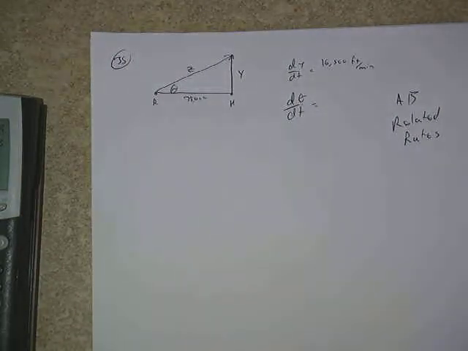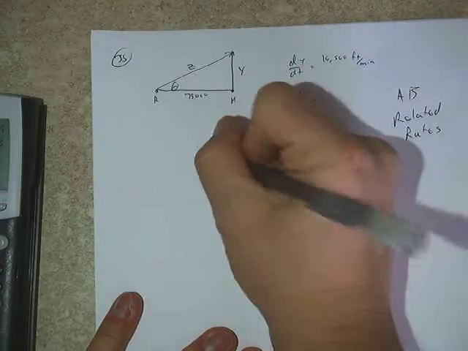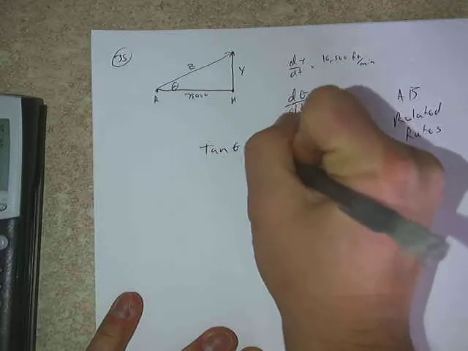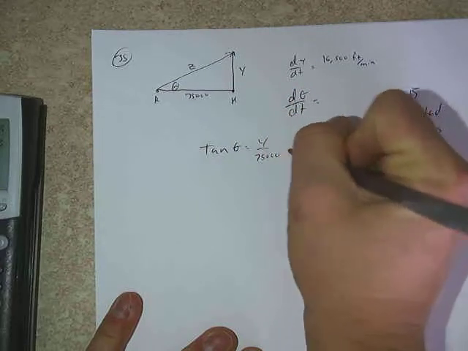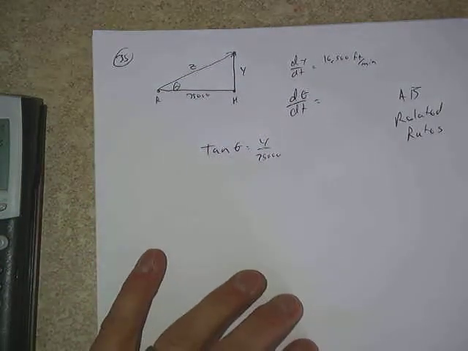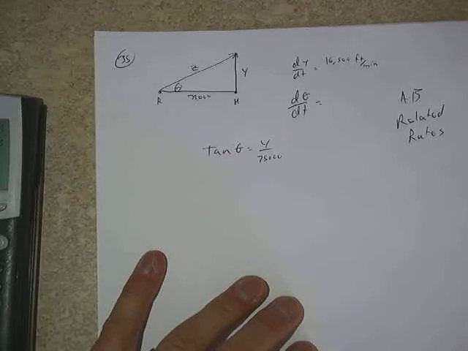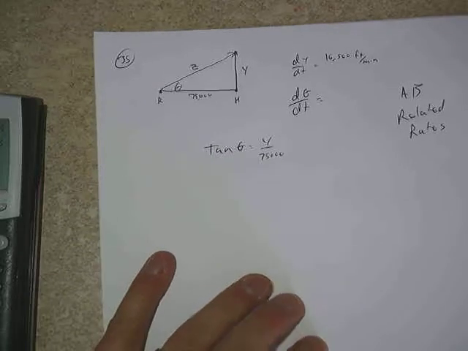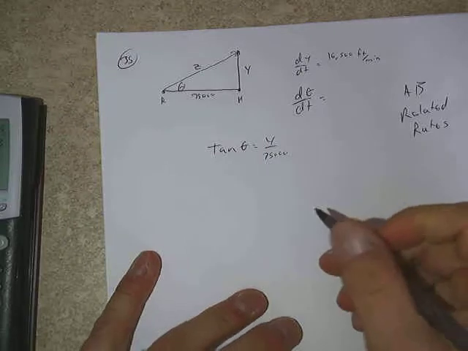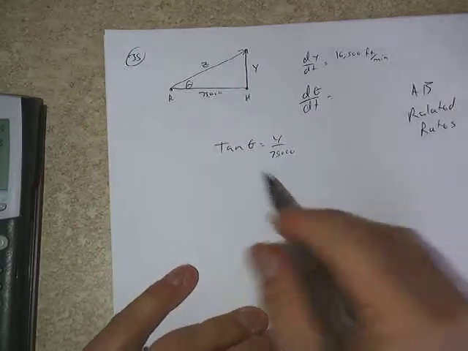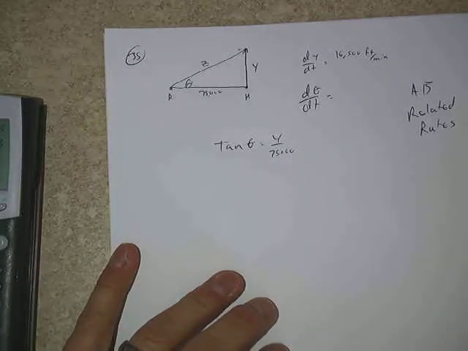So this is a very typical AB problem of the topic related rates, which our general strategy for that is to draw a picture, identify all our constants and variables, and figure out what we're looking for in terms of a derivative here. So they're looking for a change in quantity. And then from there we write an equation that relates our variables. Well, in this particular case, can I write tangent theta equals y over 75,000? Would that be a valid equation in this picture?